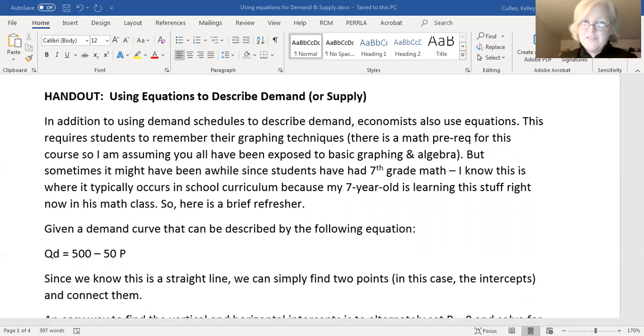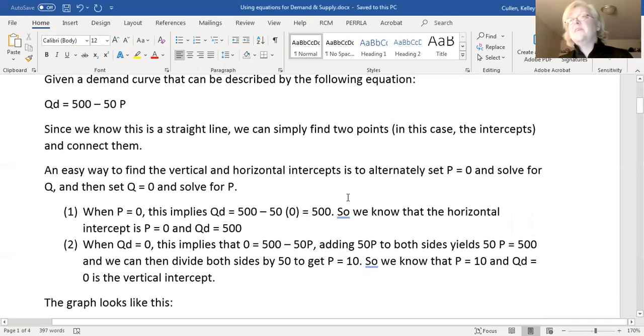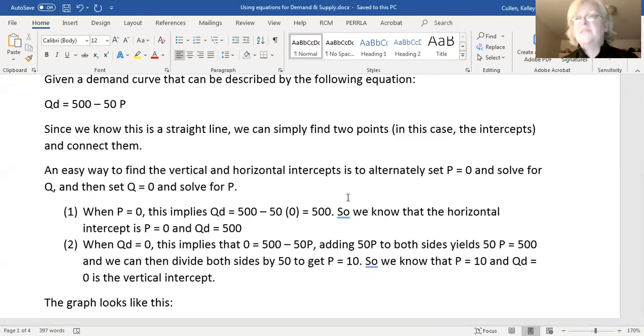And again, I know it's 7th grade math. I already told you that, right? So I'm going to come over here and say, let's say that we're given a demand curve of the form QD equals 500 minus 50p.